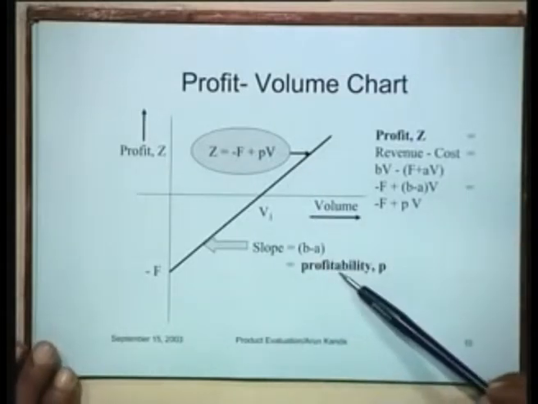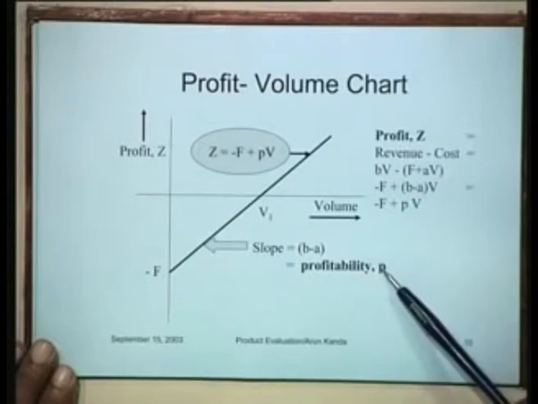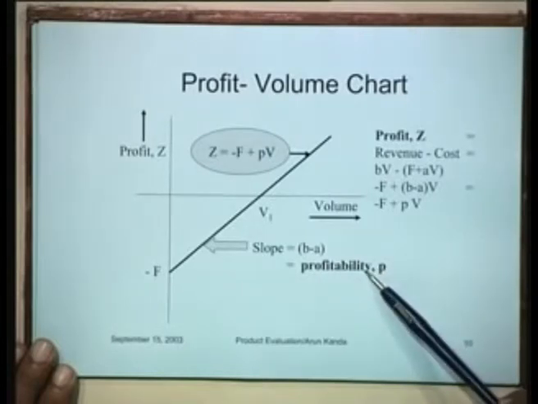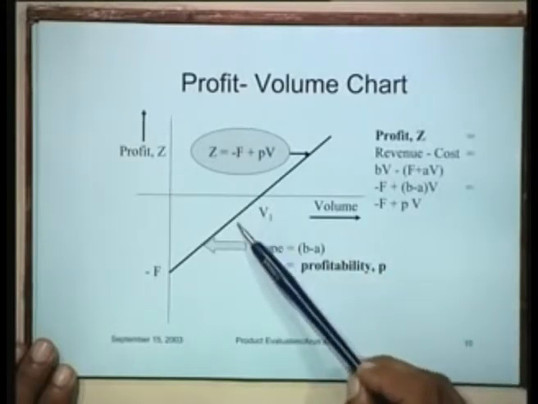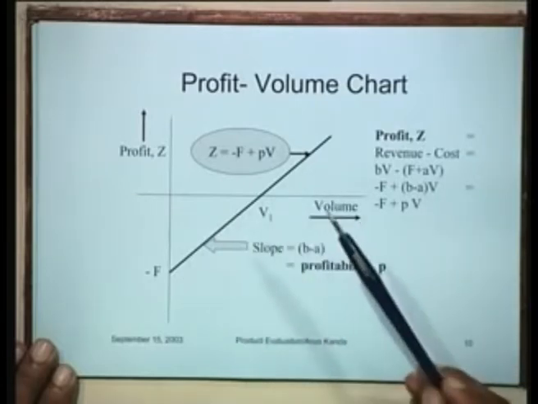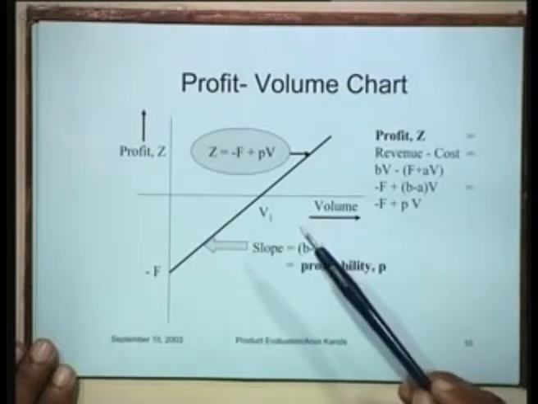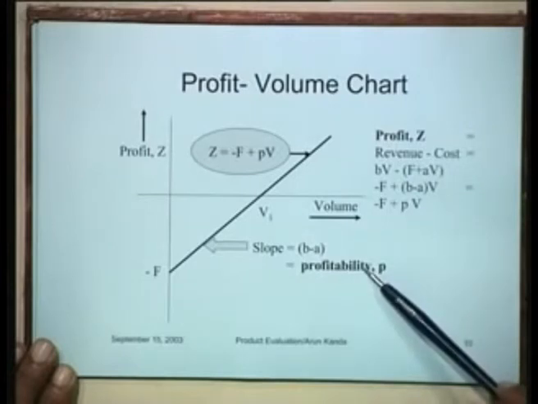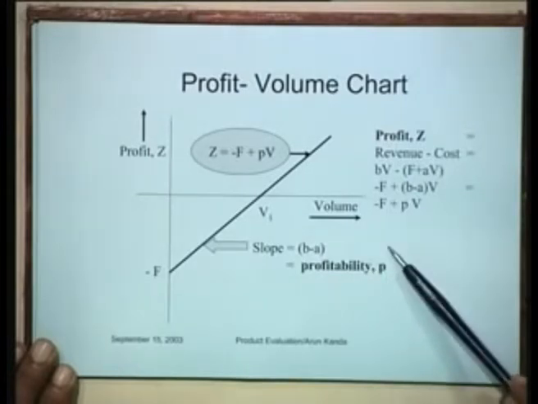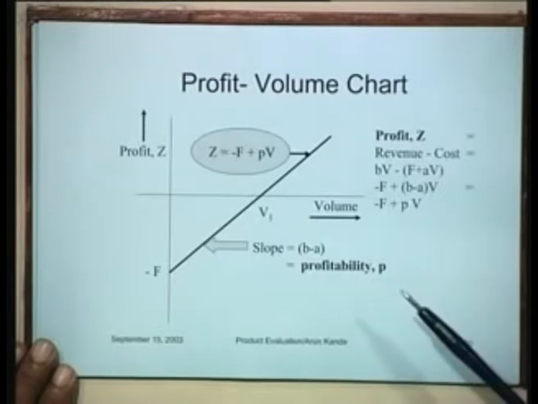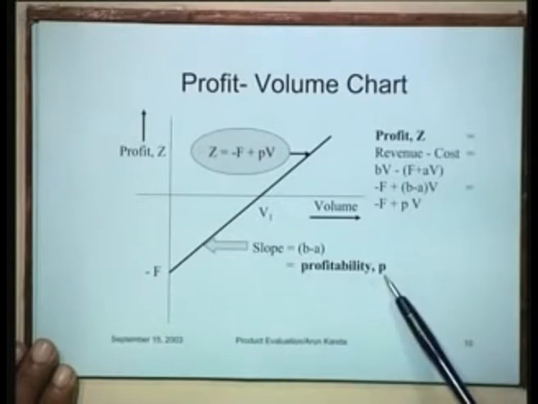Now, why do you think this difference B minus A is called the profitability? What is the physical or the managerial significance of profitability? See, profitability here is the slope of the profit volume line. So, the interpretation of profitability is the increase in profit per unit increase in volume of sales, right? So, that is why it is called profitability.